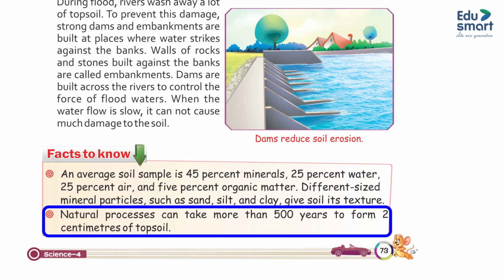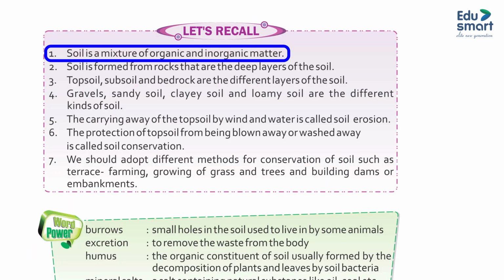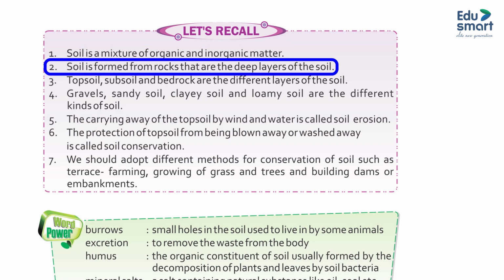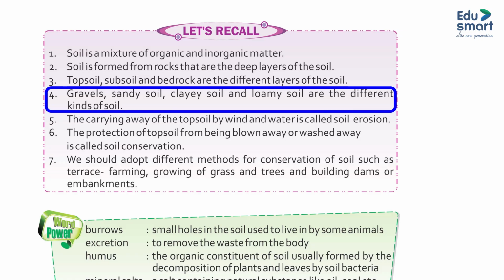Natural process can take more than 500 years to form 2 centimeters of topsoil. Let's recall. 1. Soil is a mixture of organic and inorganic matter. 2. Soil is formed from rocks that are the deep layers of the soil. 3. Topsoil, subsoil, and bedrock are the different layers of the soil. 4. Gravel, sandy soil, clayey soil, and loamy soil are the different kinds of soil.